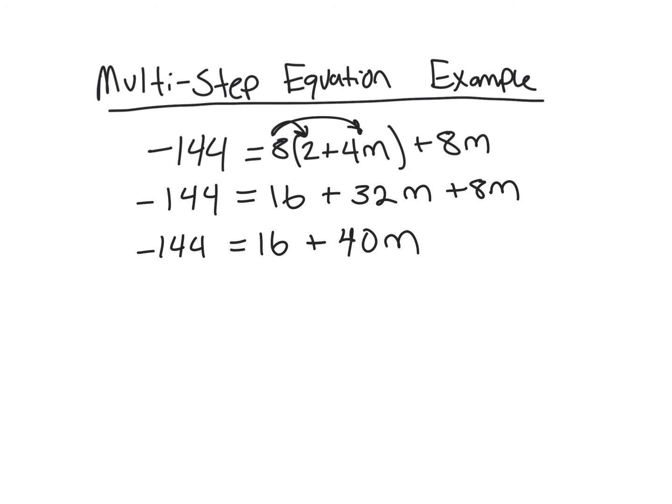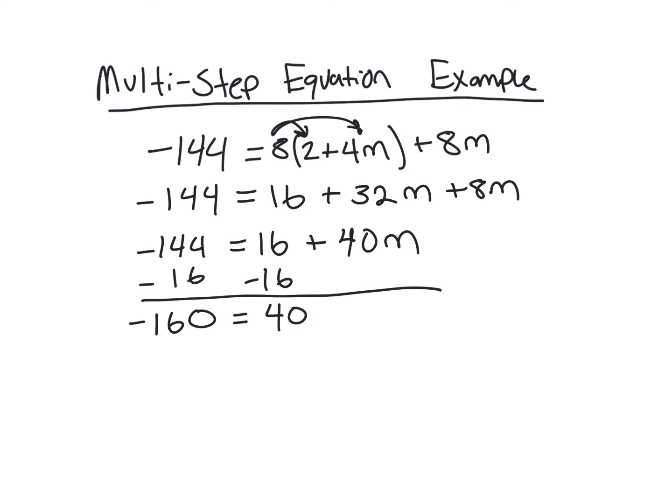Okay, so we are going to subtract 16 from both sides. It would not be advantageous to divide everything by 40 because then I would have 16 40ths as part of this, and then I have to subtract 16 40ths, and that would make it a messier problem. So -144 minus 16 is -160, sorry, which equals 40m. So now I'm going to divide both sides by 40.